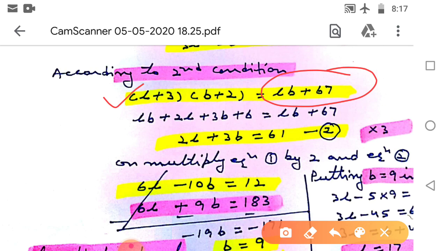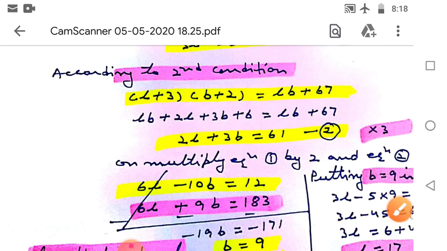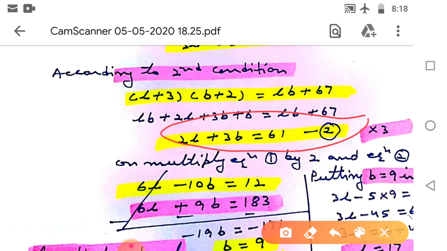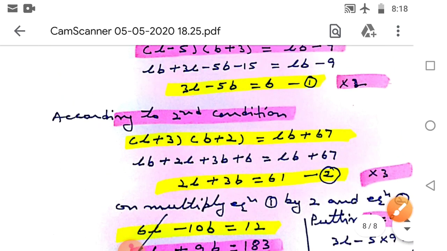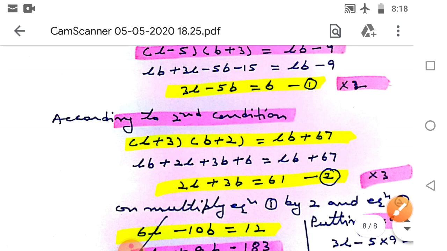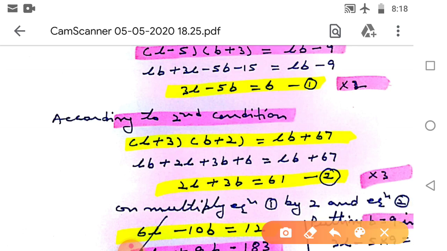So the increased length into increased breadth is equal to 67 more than the initial area. The initial area is LB. So L plus 3 into B plus 2 is equal to LB plus 67, and when you solve we get 2L plus 3B is equal to 67. This is equation number 2. Now look at equation 1 and 2 here.